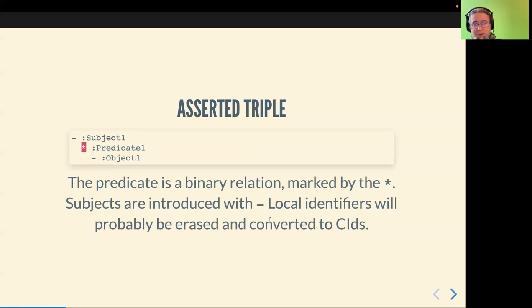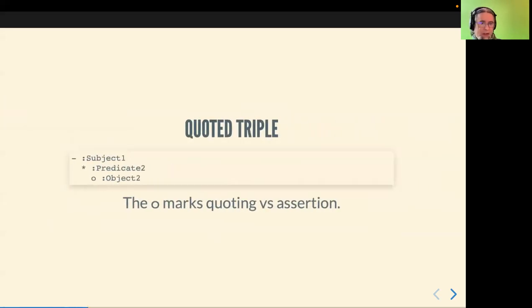Local identifiers will probably be erased and converted to CIDs. As I said, subjects are introduced with a dash, and this should have been different lines, and I've been working on this a bit fast, apologies. So that should be simple enough. This triple is considered asserted in the local context of this document.